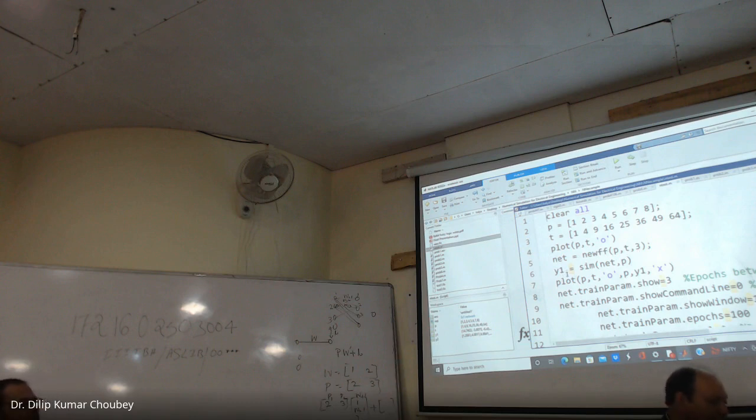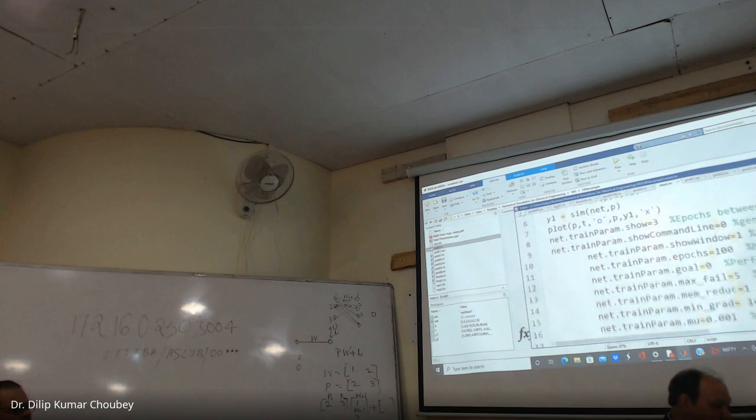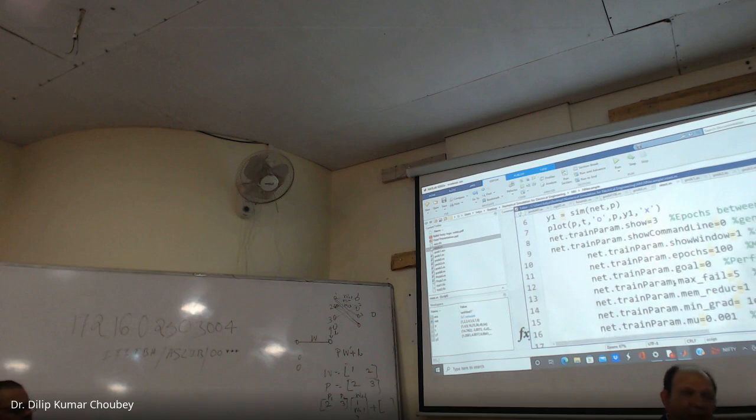Then we draw the plot without training. In this first plot, you can see that your x and the O are not matched. So that is the first plot without training. So we simulate the total network. Then we define the training parameters. Again, I repeat, if you know them you can choose; otherwise, by default they will train your network.